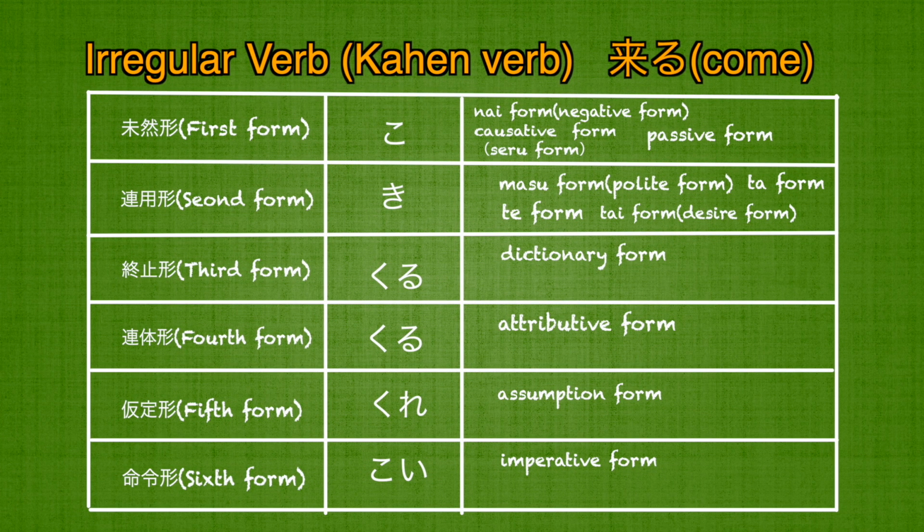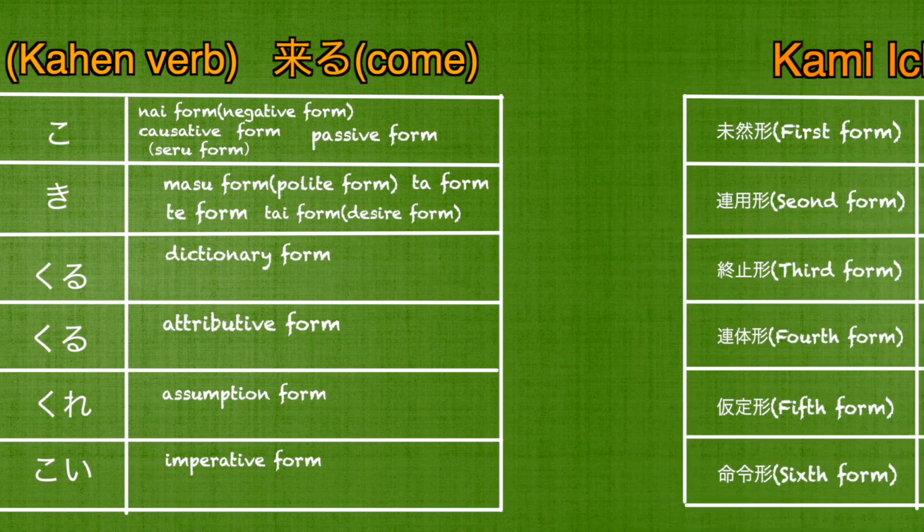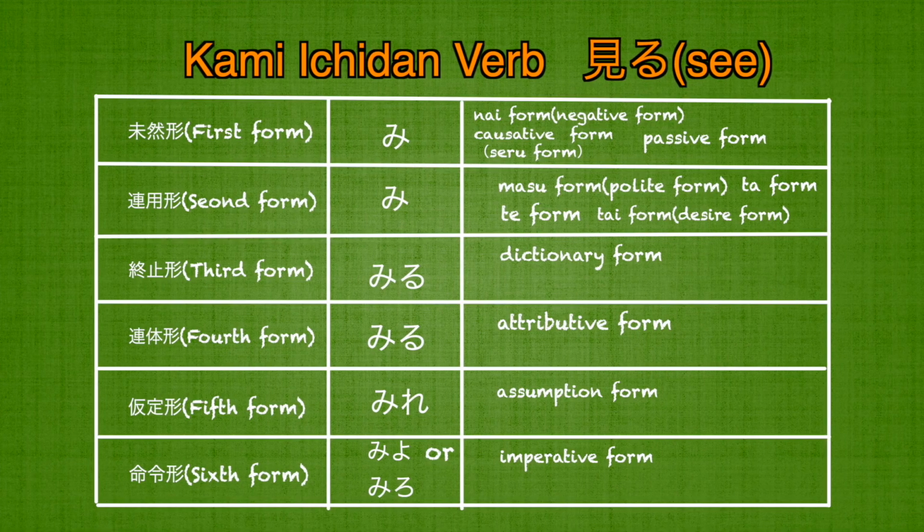Kuru is classified under the kahen verb group. This conjugation pattern is not the same as the one used for Godan verbs. Now, let's look at the conjugation table for miru. Miru is classified under the kami ichidan verb group. So this conjugation pattern is not the same as the one used for Godan verbs.